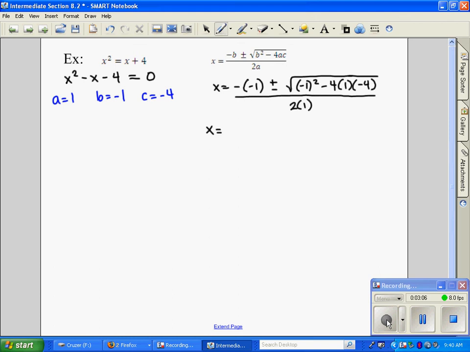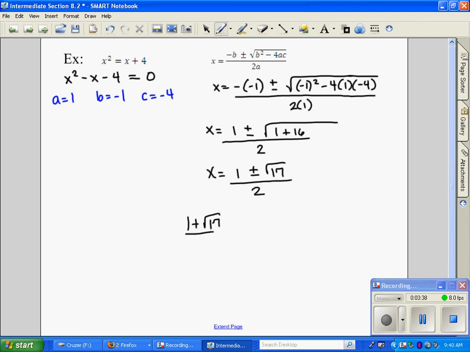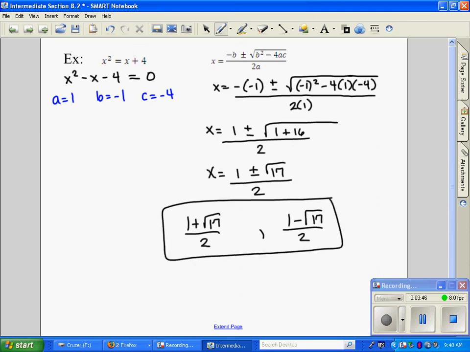Okay, so now we're just going to simplify. Negative 1 means you're going to change your signs. You get a positive 1 plus or minus. Negative 1 squared is positive 1. Now, in my calculator, just so I don't make mistakes, I say negative 4 times 1 times negative 4 is a positive 16, divided by 2. So x equals 1 plus or minus the square root of 17 divided by 2. When I break this apart, I'm going to get 1 plus the square root of 17 over 2, and 1 minus the square root of 17 over 2, and those don't simplify any further, so that's our solutions for this problem.